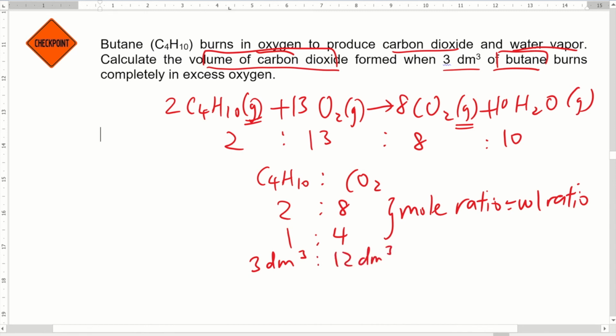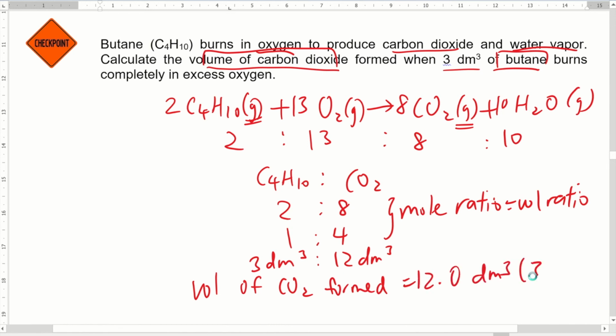So what is the volume of carbon dioxide formed? I must write my statement. Volume of CO2 formed is equivalent to 12.0 dm³, 3SF. Always write your answer in 3SF. So this is how we do it. As long as they are gases, you can use volume ratio directly.